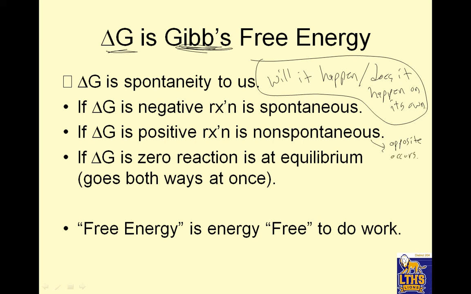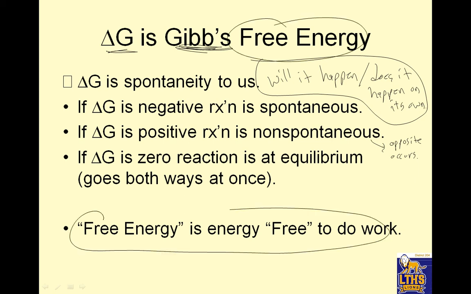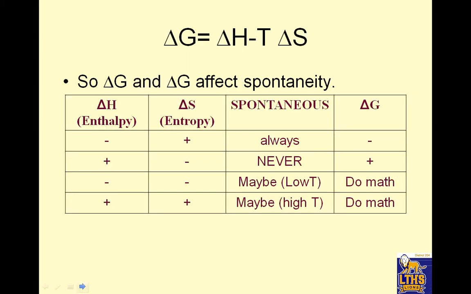Okay? So if the reaction you want to have happen is, I want to make $1 million, but the reaction is non-spontaneous, it's not that you don't make $1 million. It's that you lose $1 million. The opposite occurs. If delta G is zero, the reaction is at equilibrium, meaning you gain $1 million, lose $1 million, gain $1 million, lose $1 million. Okay? And if you wonder why it's called free energy, it's energy free to do work. We don't use that at all, but hopefully it'll make some sense to you.